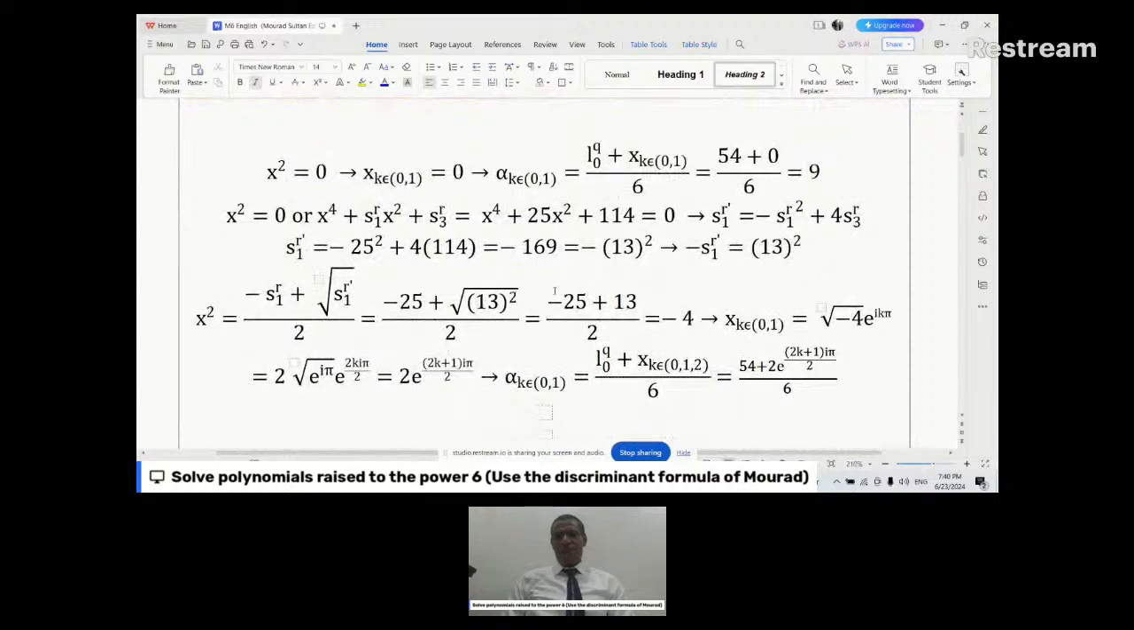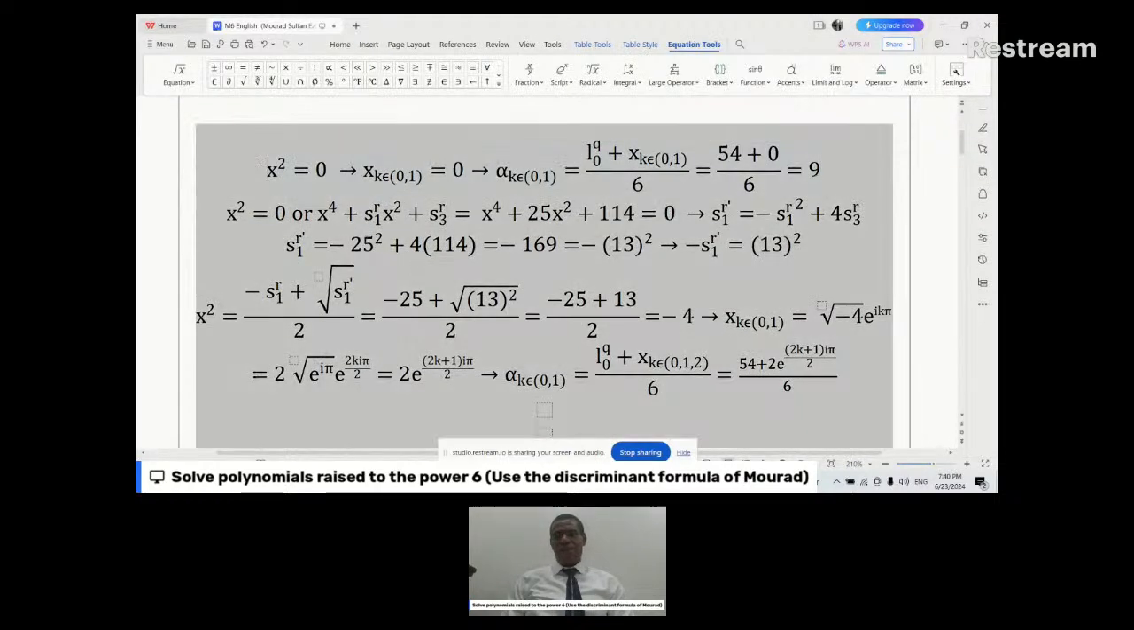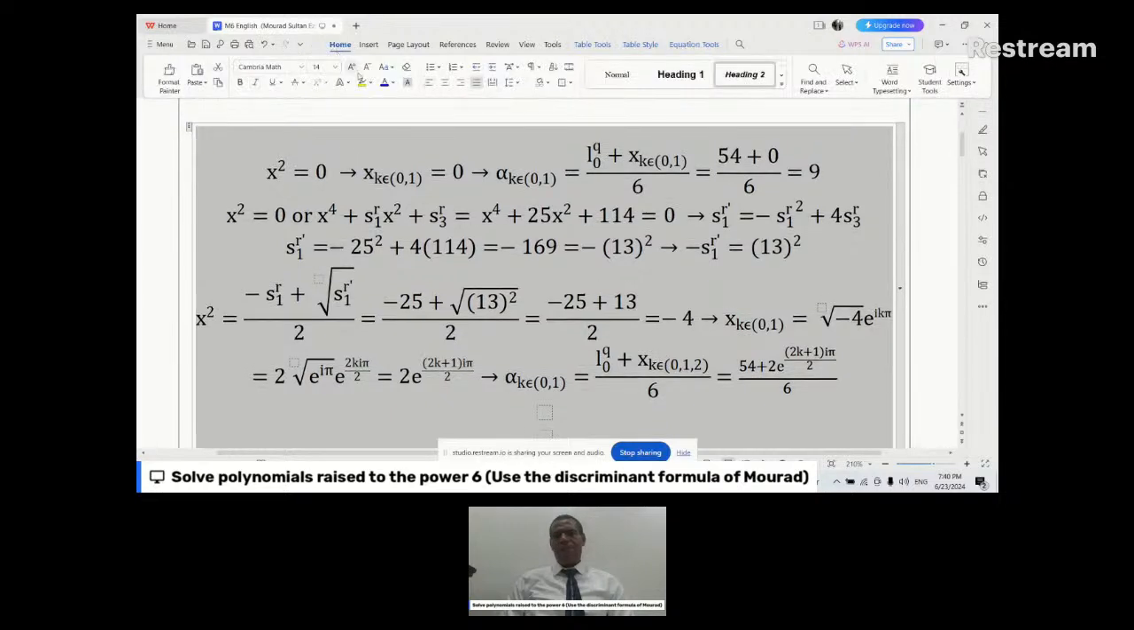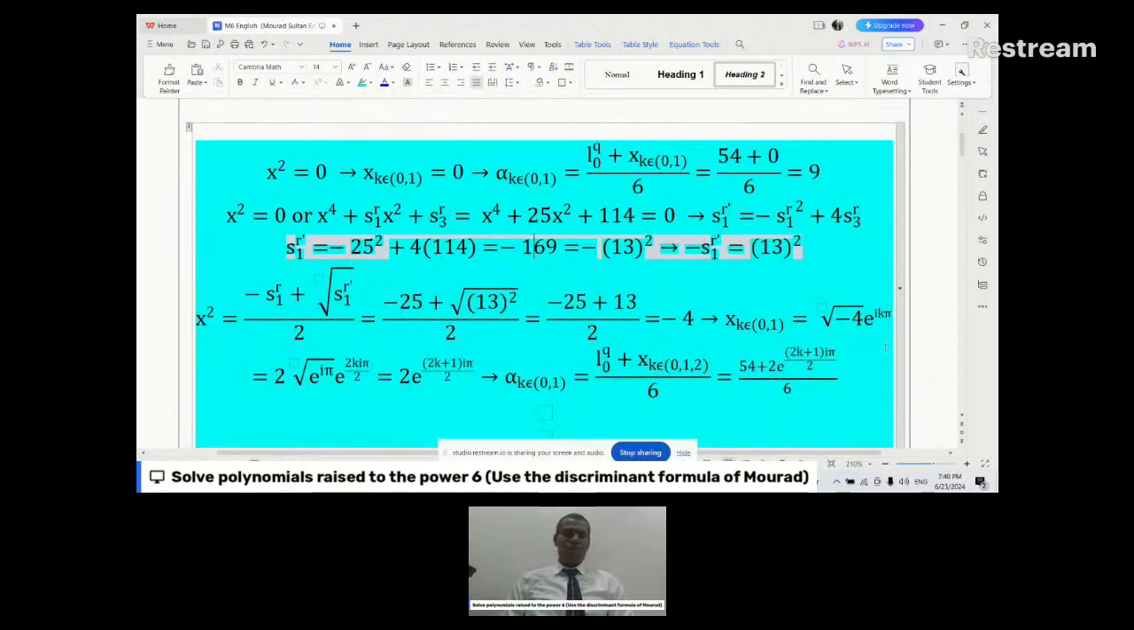Now for the next one, I'll just make it like that, learners. I went to blue. Therefore, we told that for the next roots, you will suppose that S1 of order R, we told from the beginning, is negative, n choose 2, S1 of order R squared plus 4 times S3 of order R. Therefore, this is the new discriminant that is related to this polynomial.